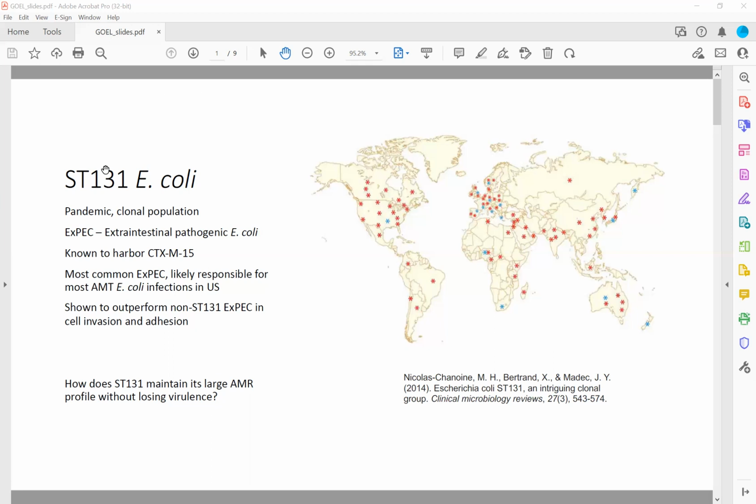So my project heavily focuses on ST131 E. coli. So ST stands for sequence typing, and what it is a method of phylogenetically comparing different strains of bacteria, in this case E. coli.